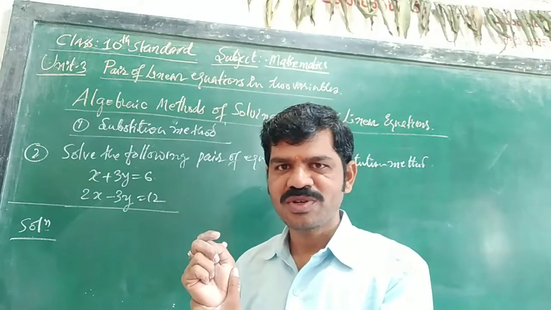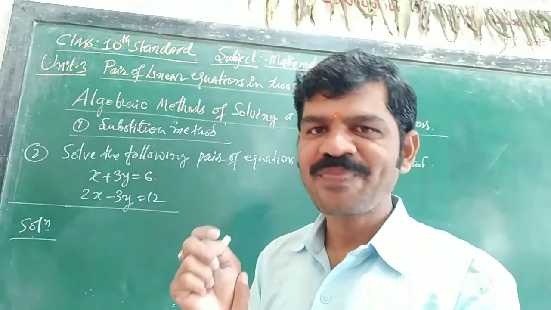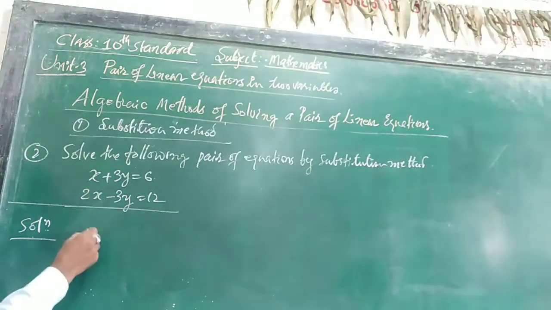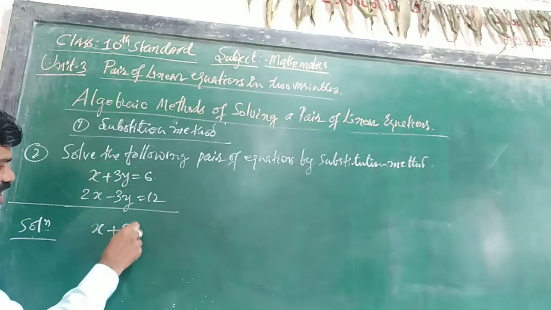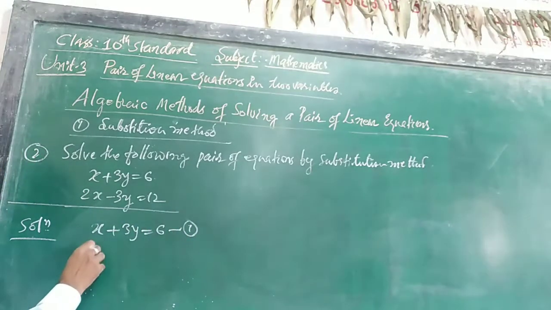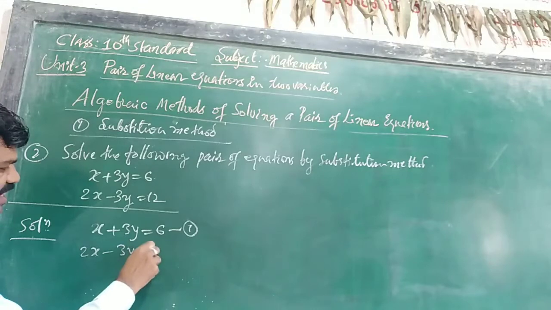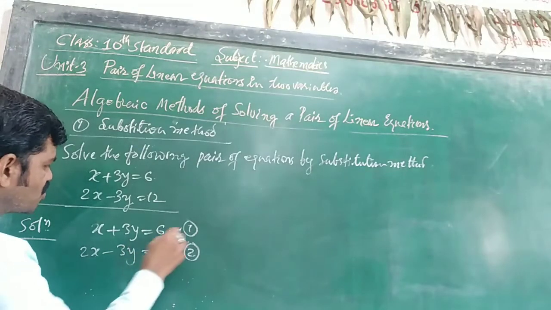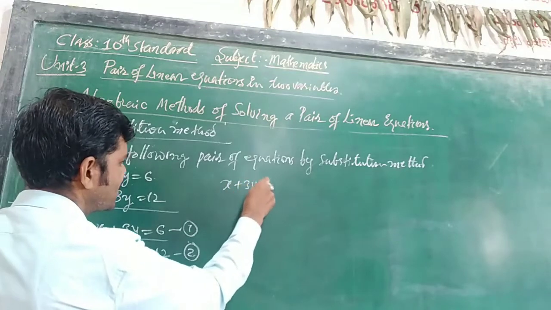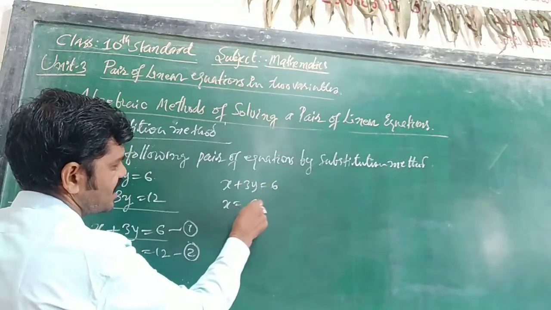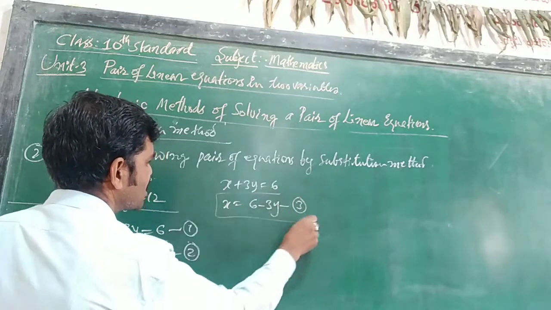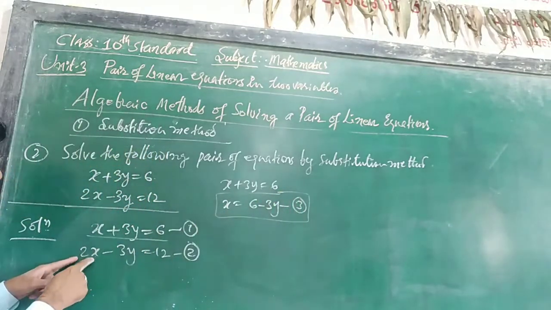Okay, I hope you could have solved it. Now let us continue. Let us solve it. See, x plus 3y is equal to 6, this is equation 1. 2x minus 3y is equal to 12, that is equation 2. Take this: x plus 3y is equal to 6. x is equal to 6 minus 3y. Let us call this equation 3.